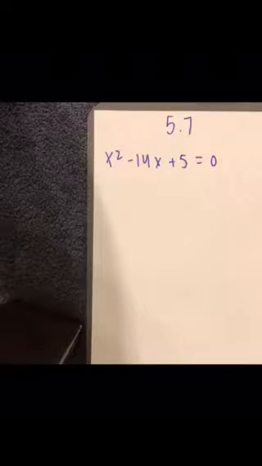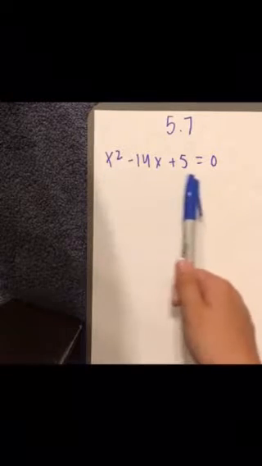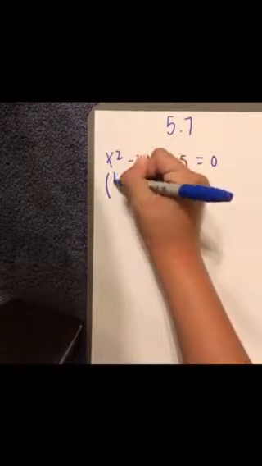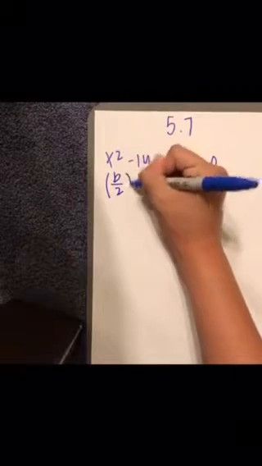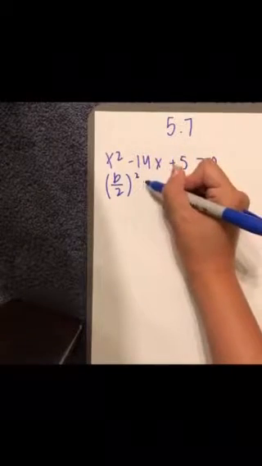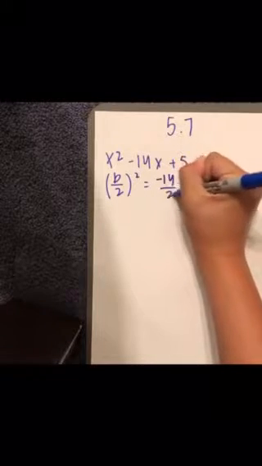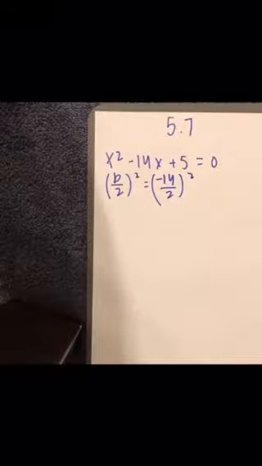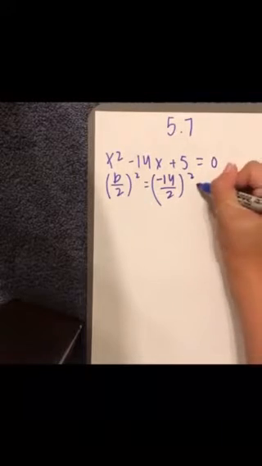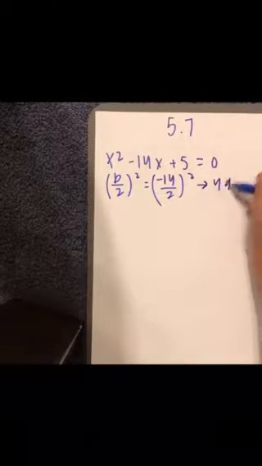So this next section we're going to be doing is solving by completing the square. So we have this equation here, and first of all, we always use the equation (b over 2) squared. So in this case, b is negative 14. So negative 14 over 2 is negative 7, and negative 7 squared is 49.